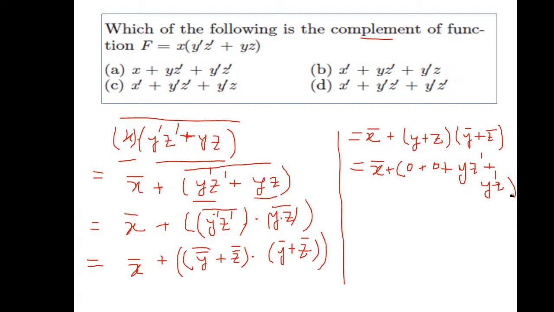I think it is visible, okay. Now if you do like this, which option will you be getting? You will be getting x bar y z bar plus y bar z. So this will be x bar y z bar plus y bar z, okay, this one. I hope it is clear, right?